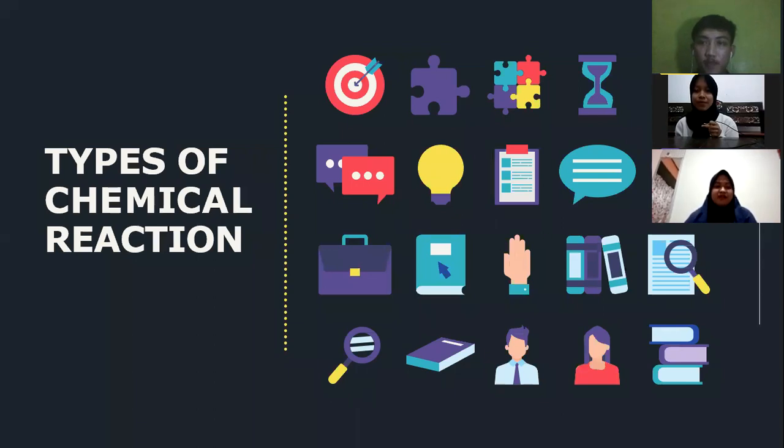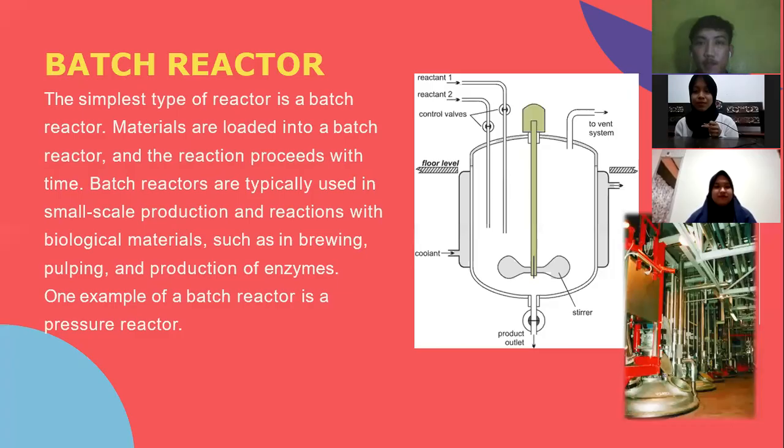Types of chemical reactor. Batch reactor. The simplest type of reactor is a batch reactor. Materials are loaded into a batch reactor and the reaction proceeds with time. Batch reactors are typically used in small-scale production and reaction with biological materials, such as in brewing, pulping, and production of enzymes. One example of a batch reactor is a pressure reactor.